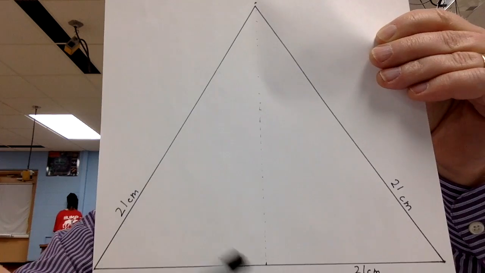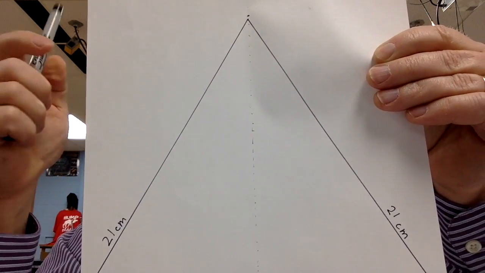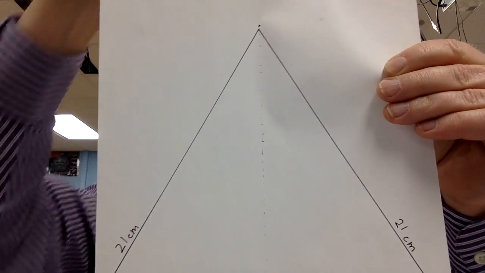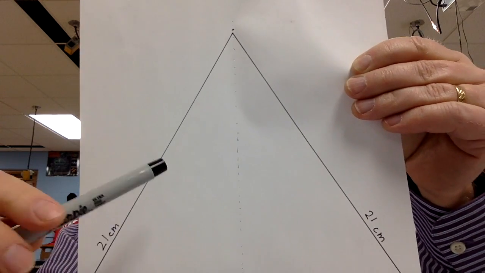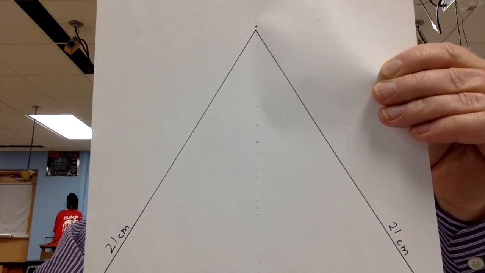I've labeled my sides as far as how long they are, and I've written large triangle perimeter equals. So simply add the lengths of the sides of the triangle at this point.